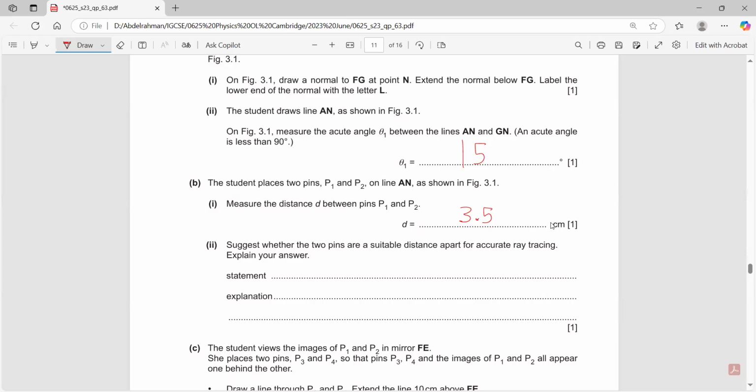Suggest whether the two pins are at a suitable distance or not. Even if the distance is exactly 3.5 centimeters, is this a suitable distance? It is most definitely not. Why isn't it a suitable distance? Because it's too close. So it's not suitable, because the pins are too close. We know that the distance must be at least what? We memorize the number: it must be at least 5 centimeters.